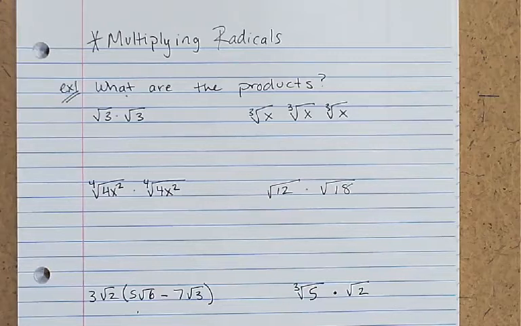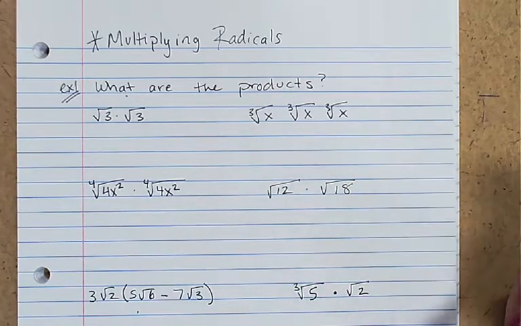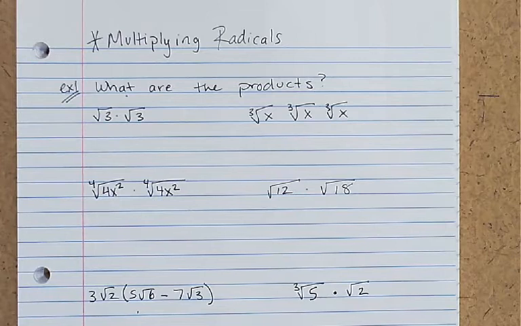Review of the Ingenuity lesson, multiplying radicals. So for our first example here, all we're going to do is find the products of all of these radicals. When you multiply, you need to make sure that you have the same root, meaning you can't combine a square root and a cube root.